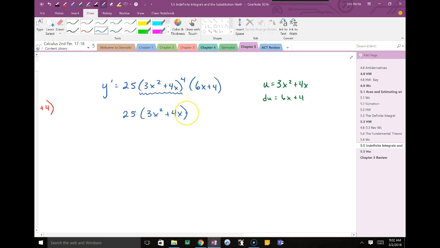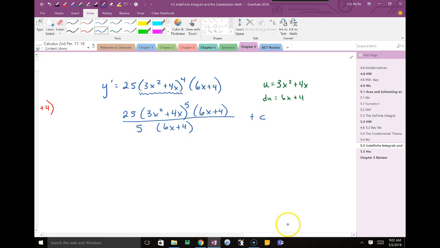So if I add 1 to the exponent, what does it become? 5. So if I have a new 5 up in the exponent, what do I have to do? Divide by the 5. And now, since I'm undoing that hook-on factor, I'm going to divide by the derivative of my inside piece. So the derivative of my inside piece is 6x plus 4. Okay, we do have this plus c because we are integrating.